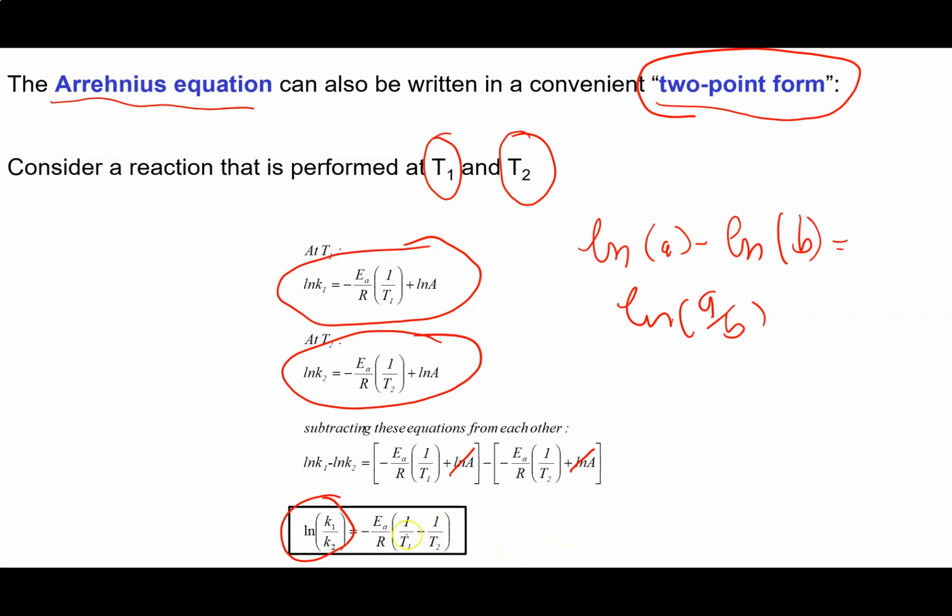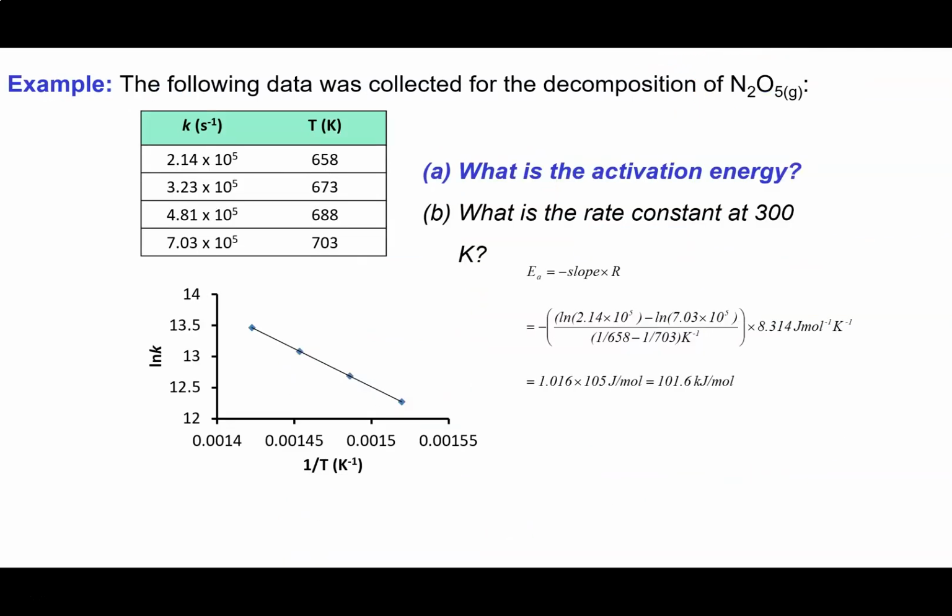And now, if I have two temperatures and the activation energy, I can get the ratio of the rate constants. What's important to realize about this expression is that it won't give you A. So it's of limited use, this 2-point form, but it definitely avoids calculating slopes and plotting graphs and things. Okay, so here's an example.